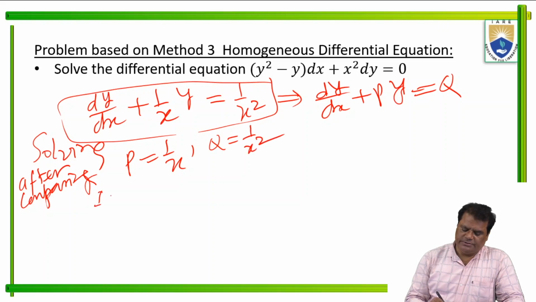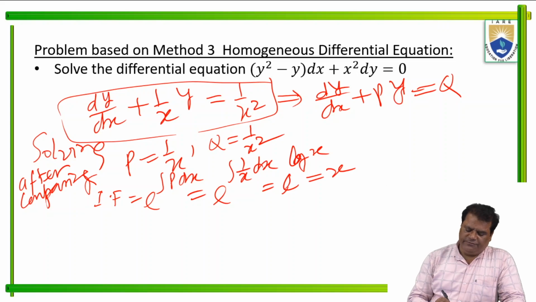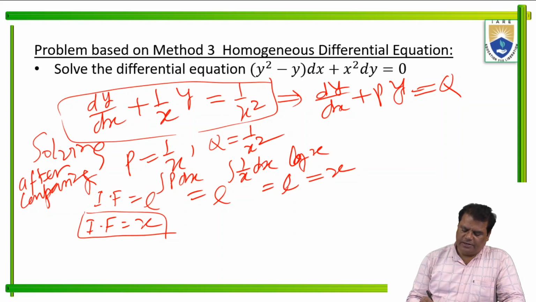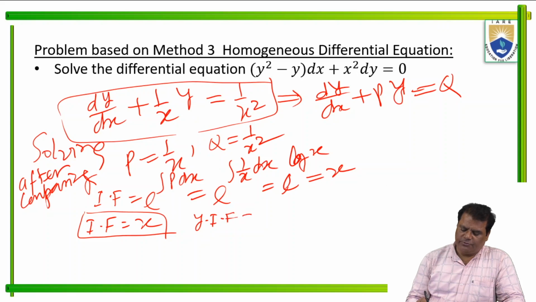So IF is e to the power integral P dx. This equals e to the power integral 1 upon x dx. This is e to the power log x, so this is x only. IF is x. So multiply by this to each term. Now apply the formula: y into IF equals integration of Q into IF dx plus c.